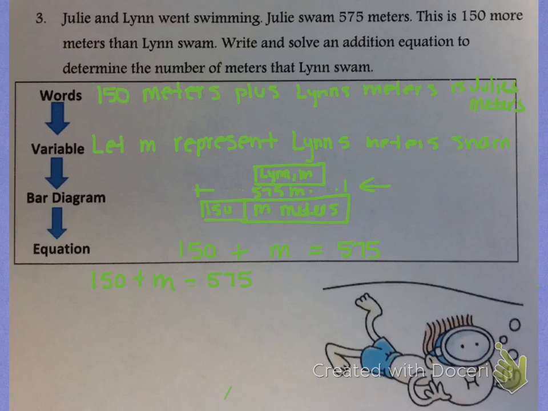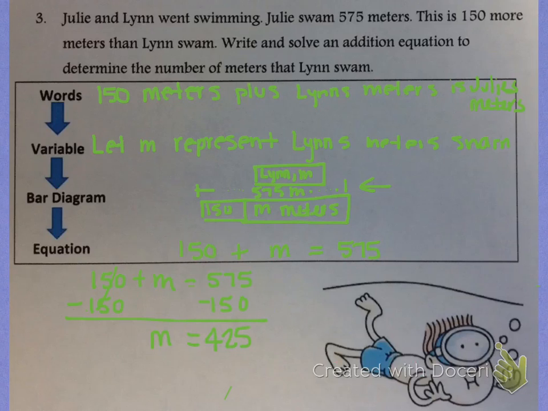575 meters. So what is our equation? Our equation says that 150 plus M equals 575. So let's check if that's true. So you're going to keep your balance by doing the opposite operation to both sides. This is addition, so I subtract 150 from the left side of the equal sign, 150 from the right side of the equal sign. You take 150 minus 150, that goes to 0. I have M left on this side of the equal sign. 575 minus 150 is 425.